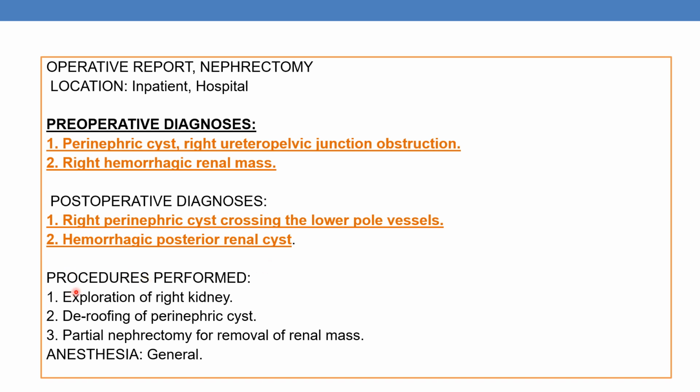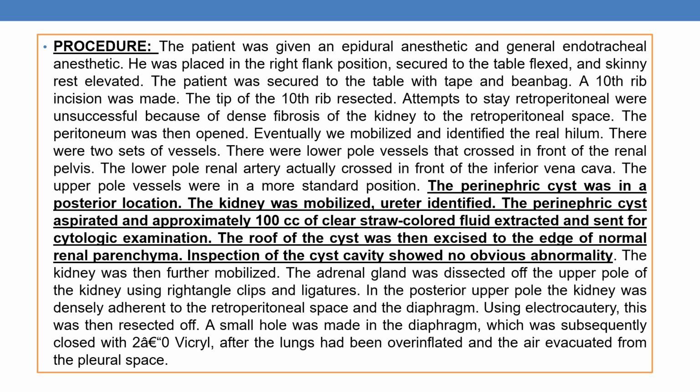The procedures performed are exploration of right kidney, deroofing of perinephric cyst and partial nephrectomy for the removal of renal mass. So here two ICDs must be given: cyst of kidney, perinephric cyst and renal mass. And also partial nephrectomy has been performed for the removal of renal mass. Anesthesia is general anesthesia. Now coming to the procedure, the patient was given an epidural anesthetic and general endotracheal anesthetic.